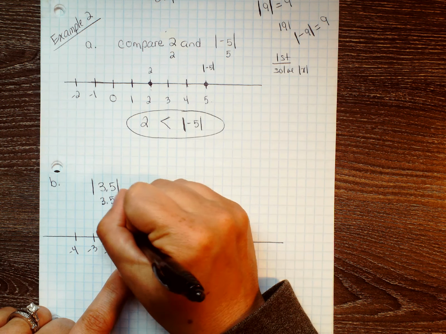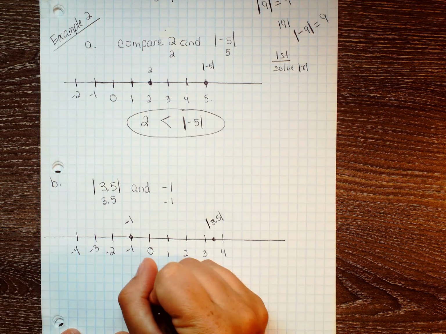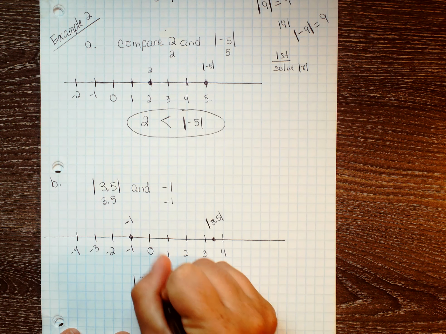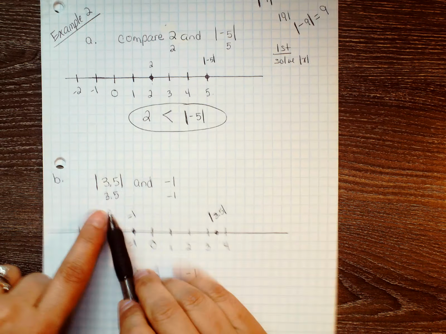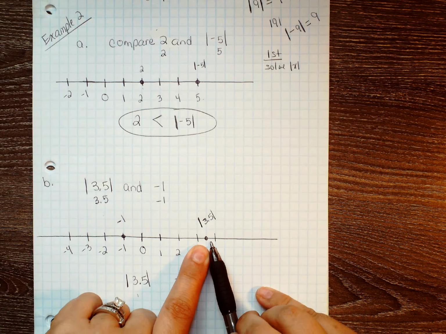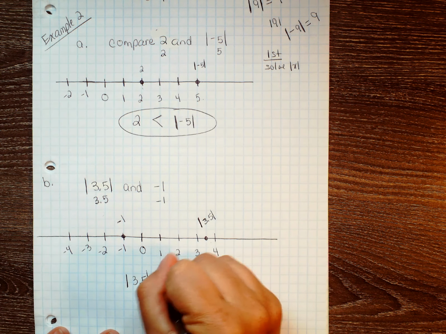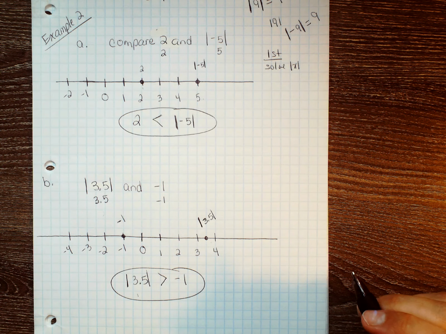So here's my -1. All right, we start with the absolute value of 3.5. So always write it as its original. And we're comparing it to -1. So the absolute value of 3.5 is first. We're going to look here. Is it the furthest to the left or furthest to the right? It's furthest to the right, so it is the greatest. So we're going to say the absolute value of 3.5 is greater than -1.